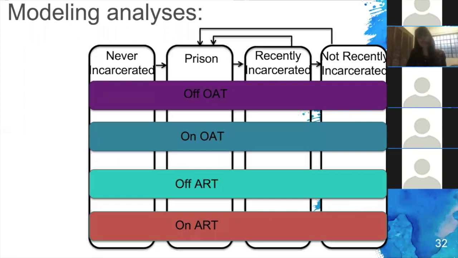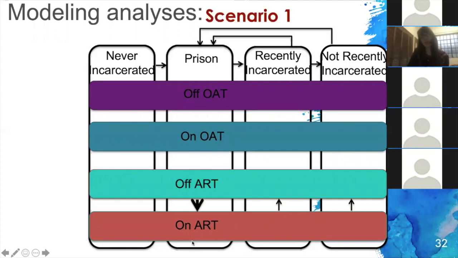And so I investigated four main scenarios. You can see here the four stages of incarceration: never, in prison, recently incarcerated, and not recently incarcerated. And across these four stages, people can either be off or on OAT and off or on ART.